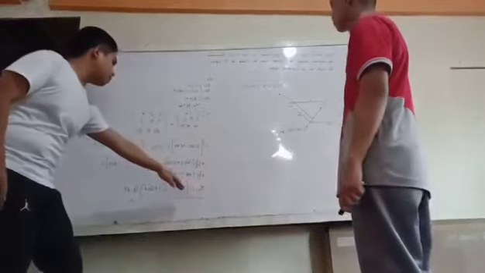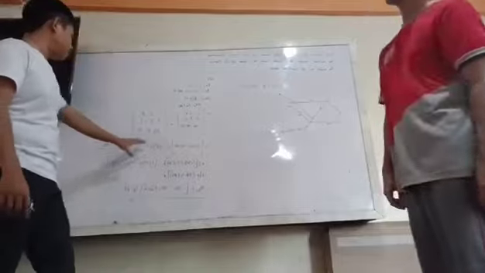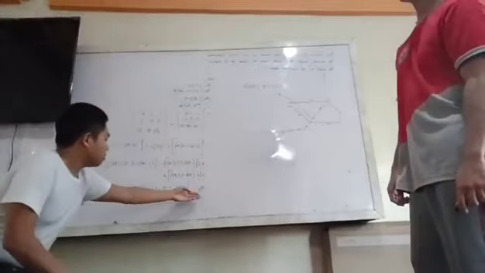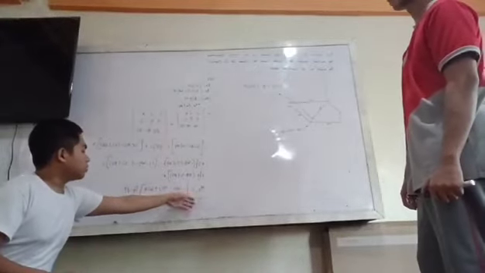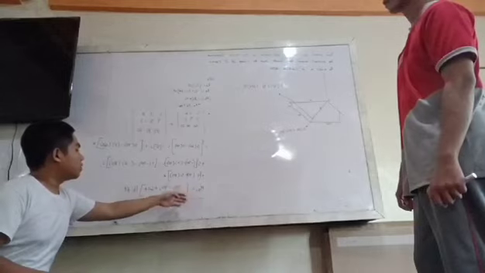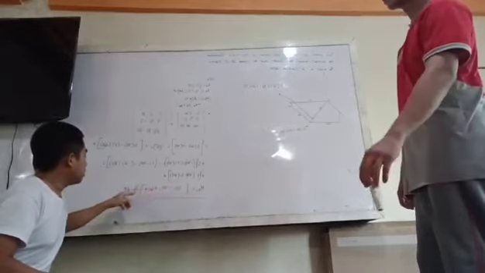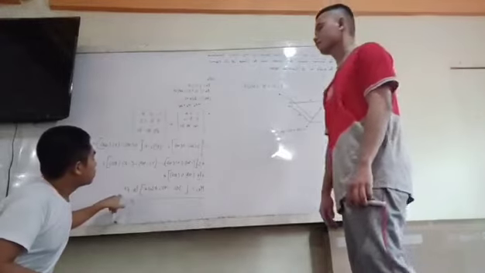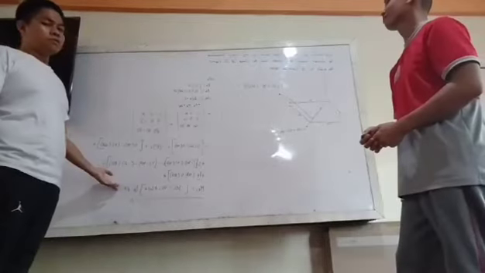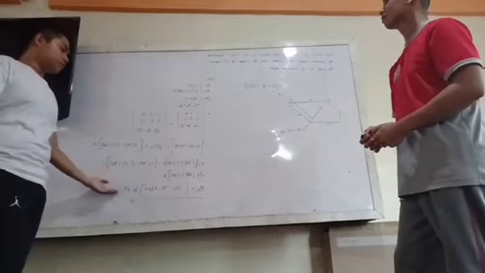So the moment of the resultant, based on the solution, is equal to 30i minus 40j plus 60k pound-feet. So this concludes our Cartesian vectors.